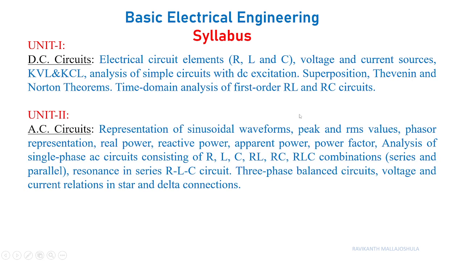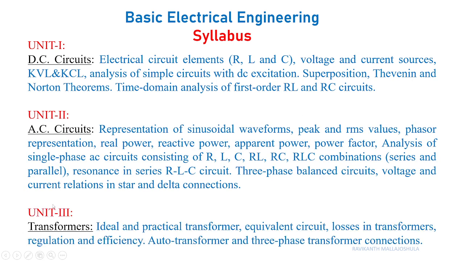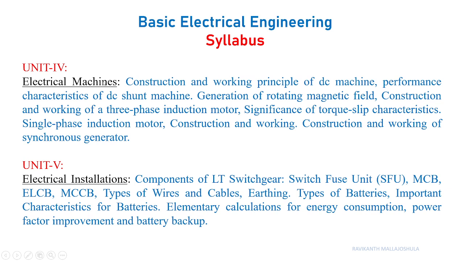Then followed by unit 2 you have AC circuits, unit 3 you have transformers, unit 4 you have electrical machines, and unit 5 you have electrical installations. Now especially we are coming across mid one, that is the first mid for the engineering students. For that you have the first 3 units. In that also we can complete half of the third unit, and that you can expect in the mid one exam.